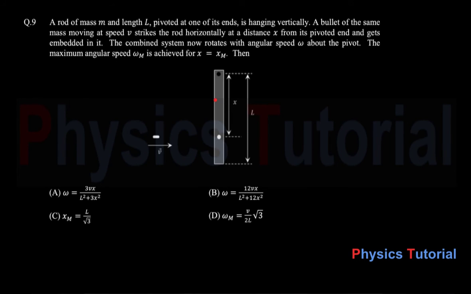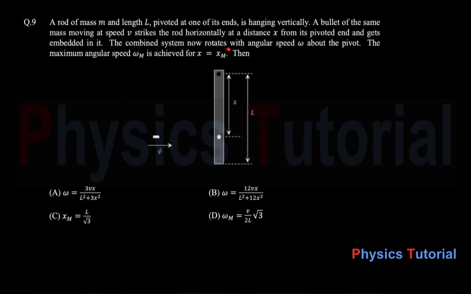Come to question number 9. Again from mechanics, and as from the figure it is clear, it is a concept of angular momentum. Let's read it. A rod of mass m and length capital L is hanging vertically, pivoted at one of its ends. A bullet of the same mass moving at speed v strikes the rod at a distance x from the pivot and gets embedded in it.